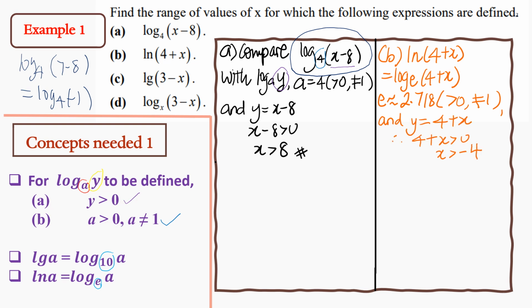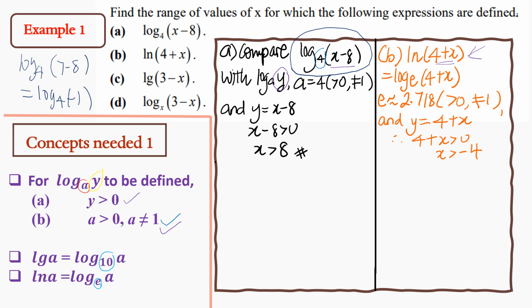Likewise, ln is log base e, and if you look at the calculator, base e is 2.718 estimated to 4 significant figures, and definitely 2.718 is more than 0 and not equal to 1. So it satisfies these conditions again. And the value of y has to be more than 0. Therefore, 4 plus x here has to be more than 0, therefore the values of x have to be more than negative 4 for this particular expression to be defined. Okay, so far so good.